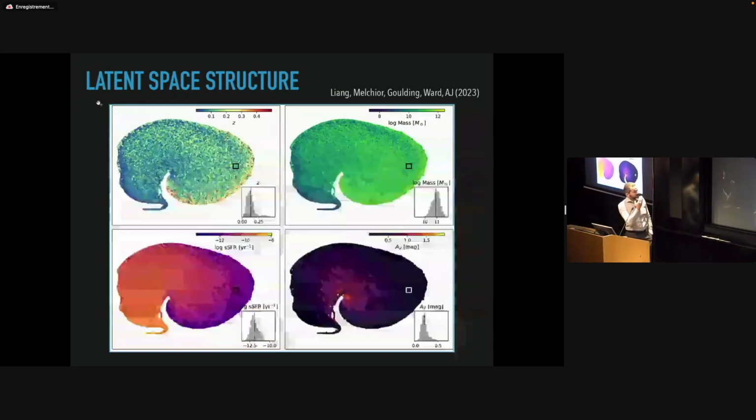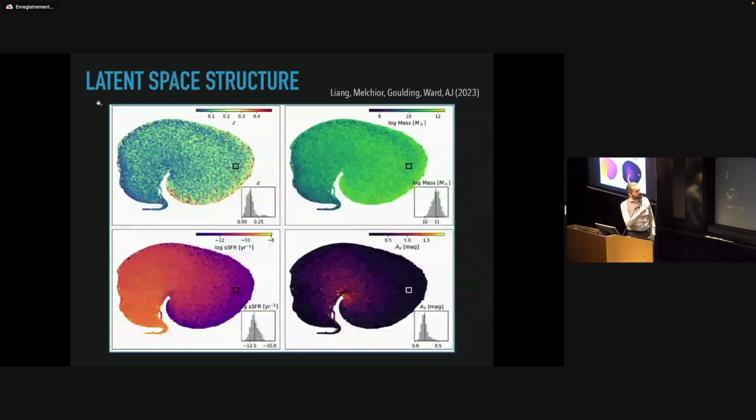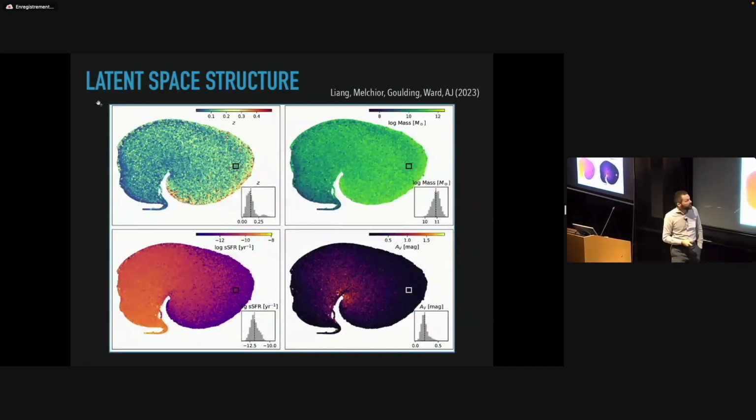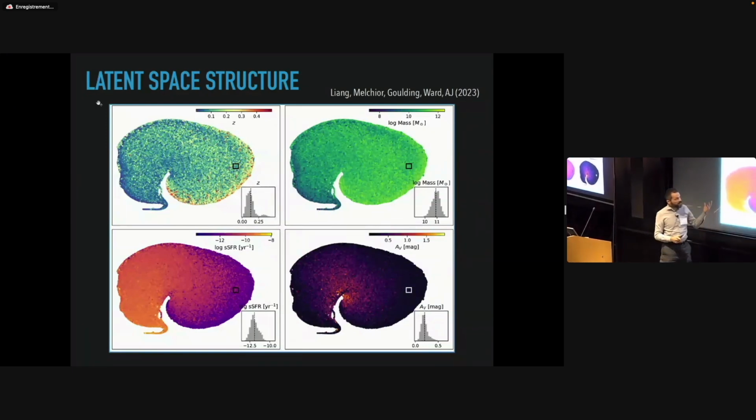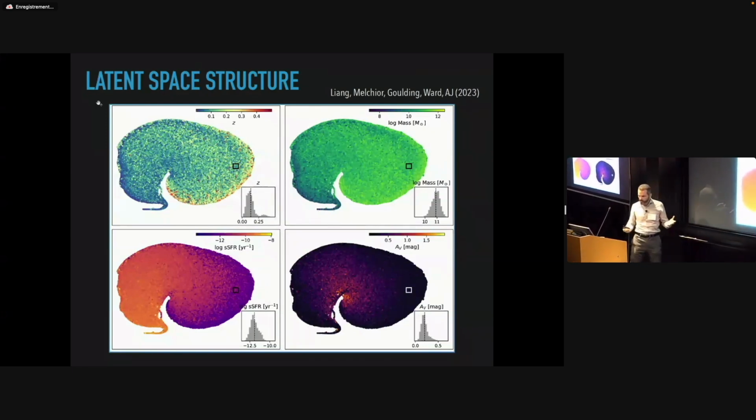And lastly, the latent space does have structure. It does have physical structure. You can see continuous variations with redshift, with star formation rate, with dust attenuation. All of these distributions look very, very benign.